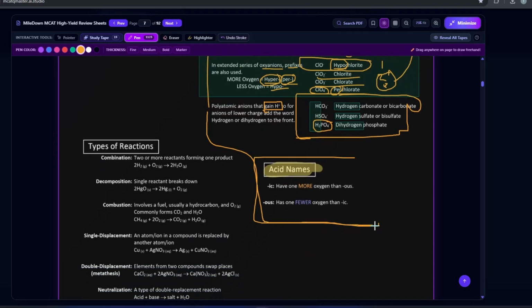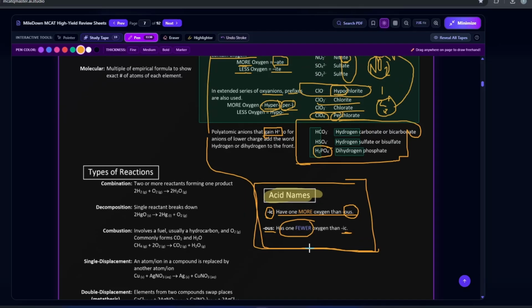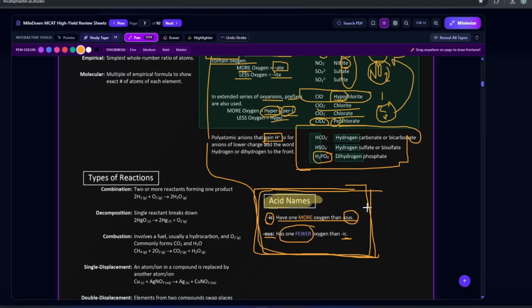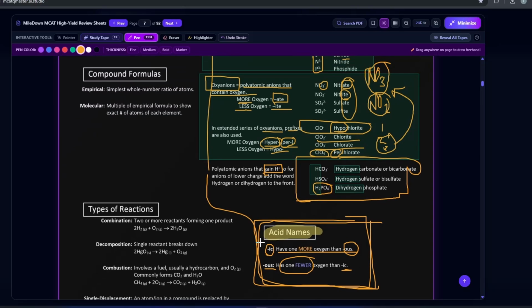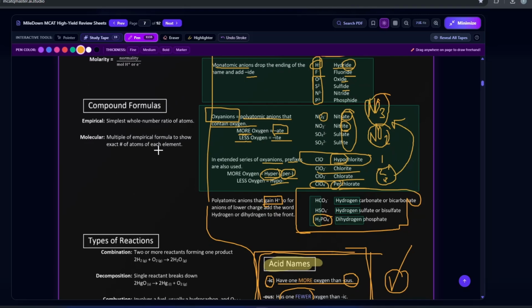For acid names, you usually have "ic" at the end, like hydrofluoric acid. The "ic" acid has one more oxygen than the "ous" acid, and the "ous" acid has one fewer oxygen than the "ic." So do some practice questions on naming acids, and once you get good at that, you've passed. Just reviewing this alone doesn't make you good at it, right?